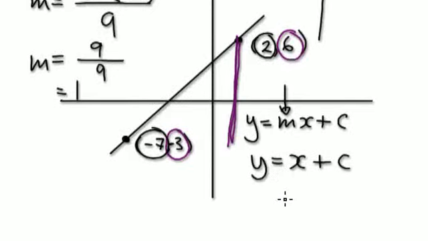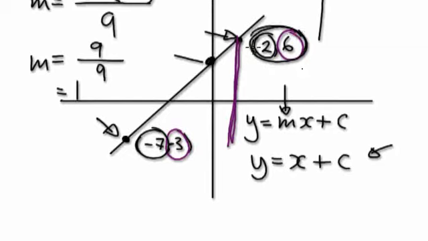Okay, and now you've got to find out c. Now, in order to find out c, we've got to select one point. Either use this point here or this point here. Any point on the line. You could use this point here, but you don't know the coordinates here. You do know the exact coordinates here. So let's use 2 and 6.